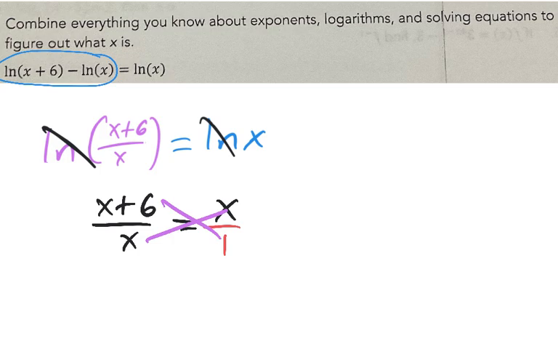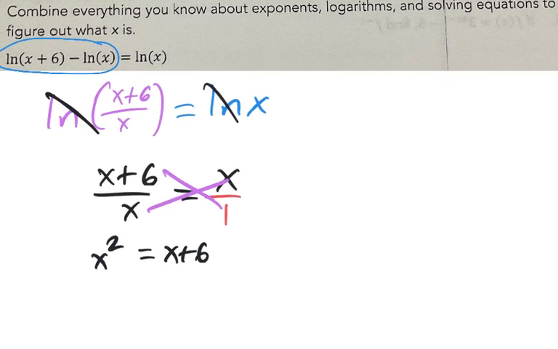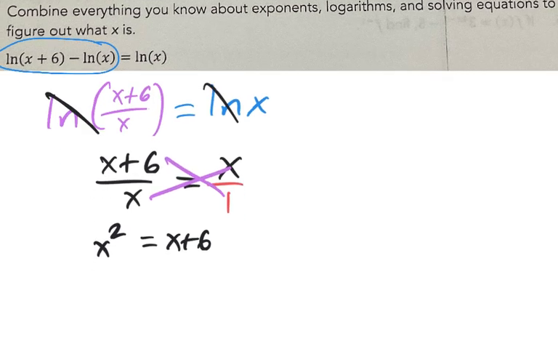Back to here. I have a fraction equal to a fraction. So I can cross multiply. What is x times x? What is x plus 6 times 1? I set them equal to each other. Now what do I have? I have a degree 2 for x, and I have another x. So how can I solve when I have two different x's raised to different degrees?